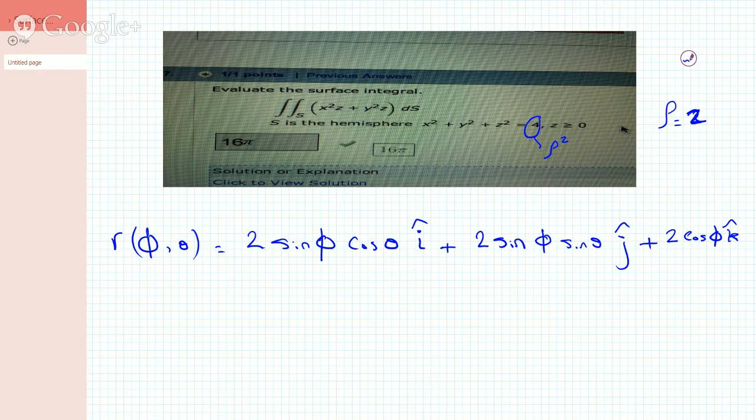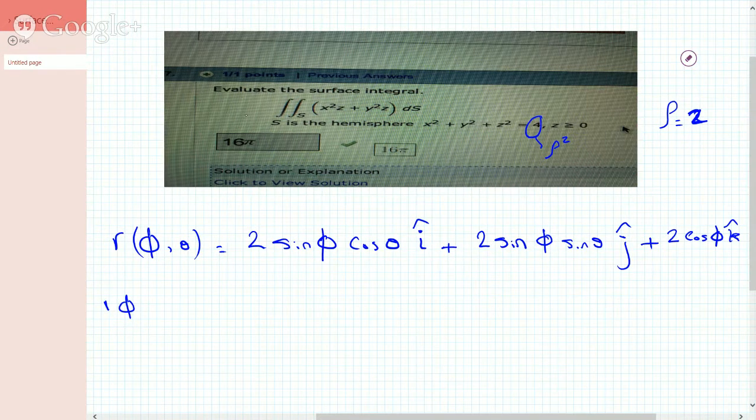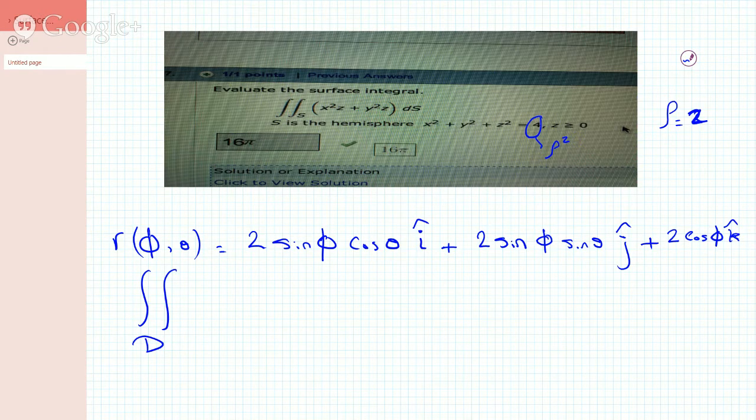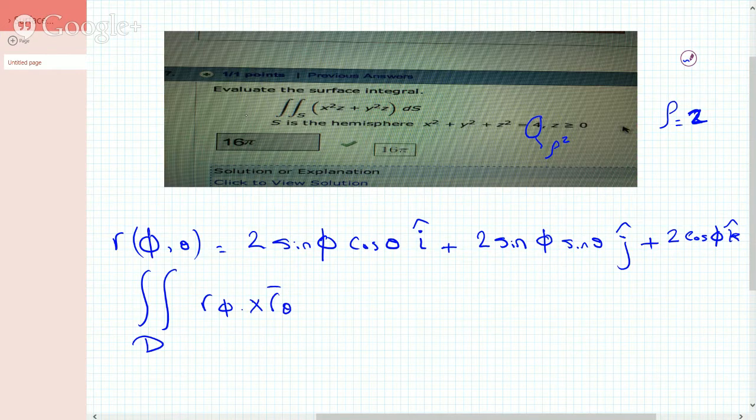And then what we do on the next step is we take the partial derivatives, one with respect to phi, because what we're after here is we're trying to claim that the surface integral is the same thing as the double integral on region D, which I will define in a moment, times the magnitude of the cross product of r phi and r theta, multiplied by dA.